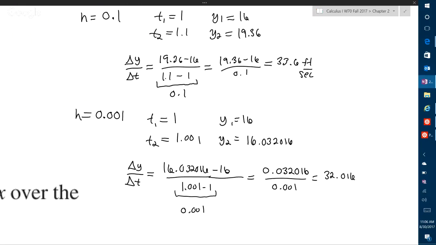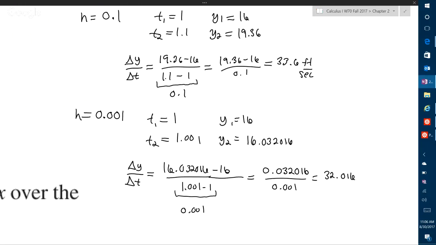All right, so you've kind of seen some steps here. What does it look like our speed is approaching? What is it getting closer to? 32. It looks like it's getting closer to 32, closer and closer to 32. And that would be our answer for this problem.